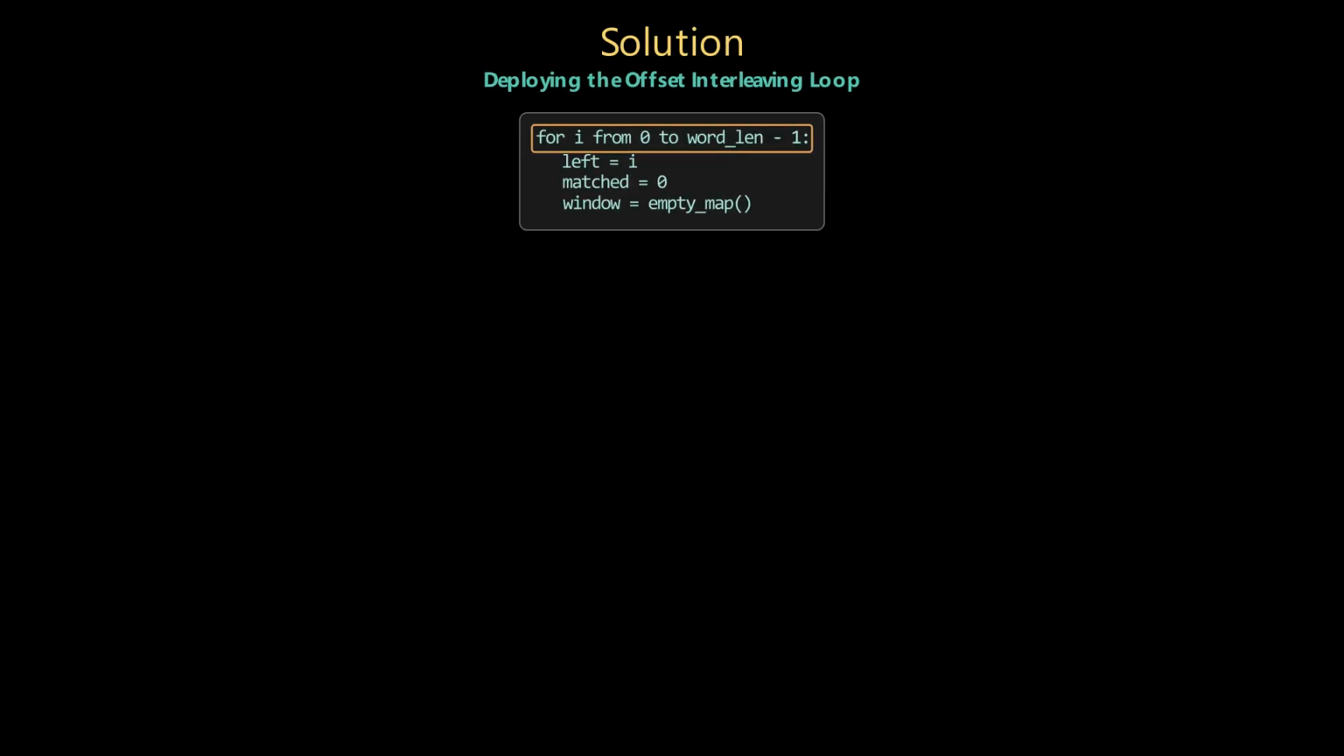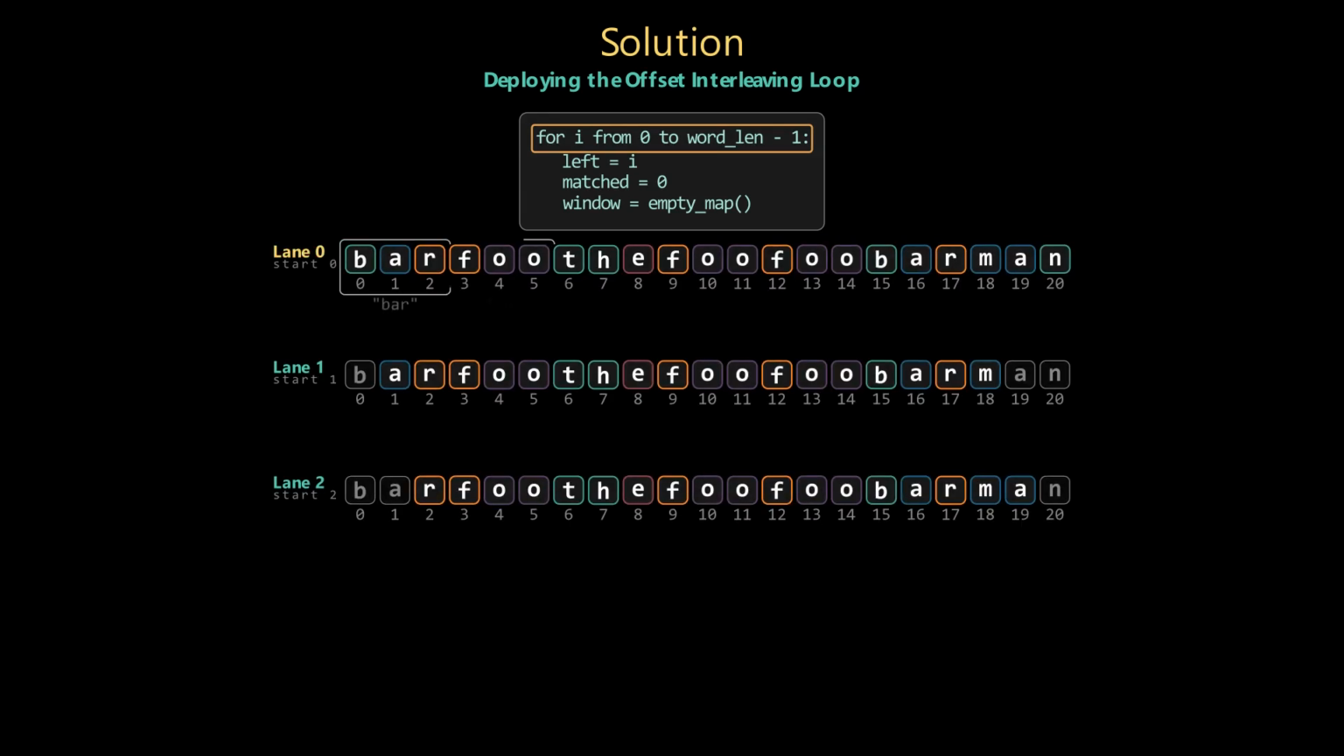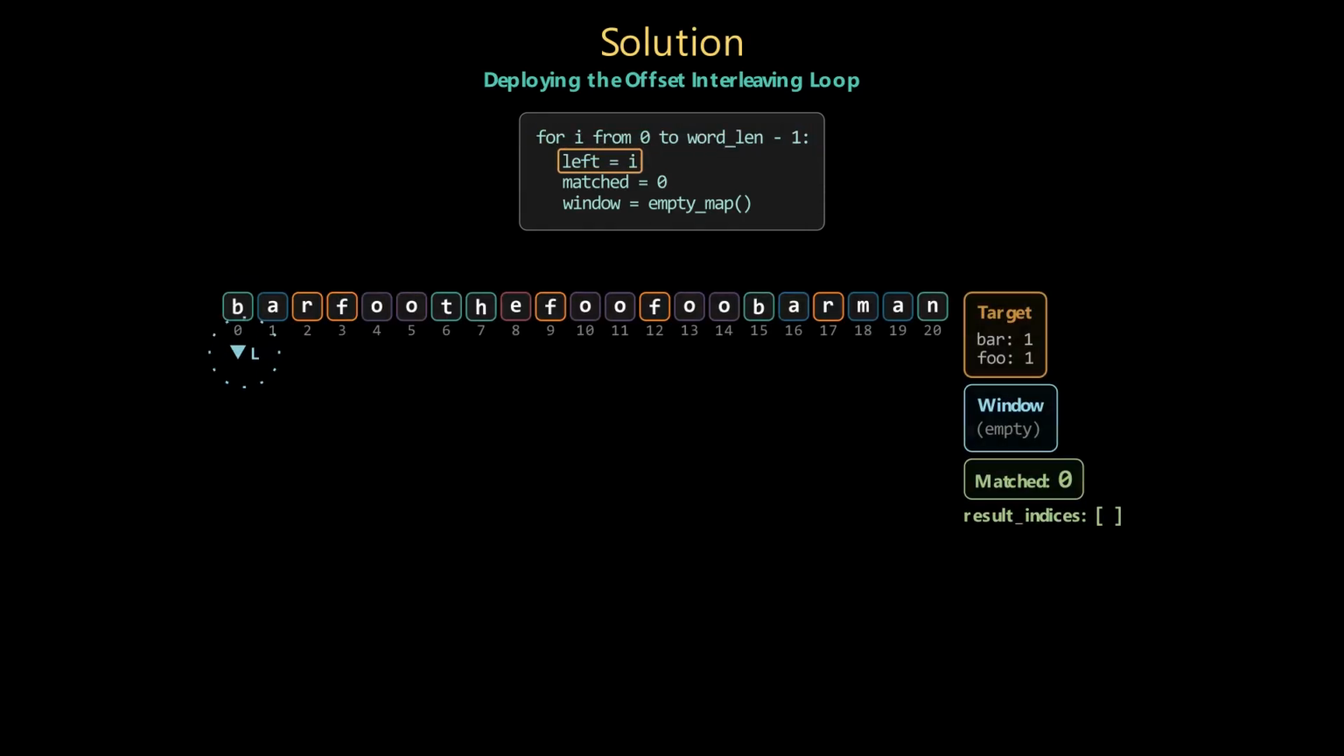To process our chunks cleanly without checking characters one by one, we kick off our interleaving loop. We spin up separate lanes for each starting offset. Focusing on lane 0, our left pin snaps to the beginning, and we clear out our window tracking board and matched word counter for a fresh run.